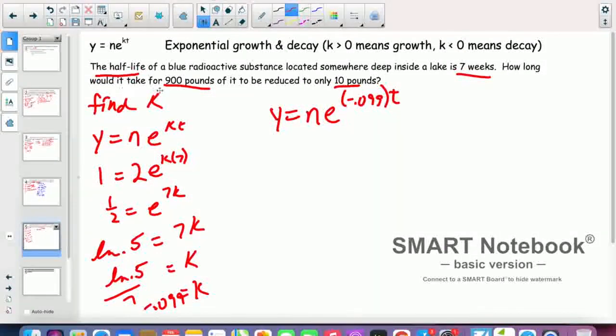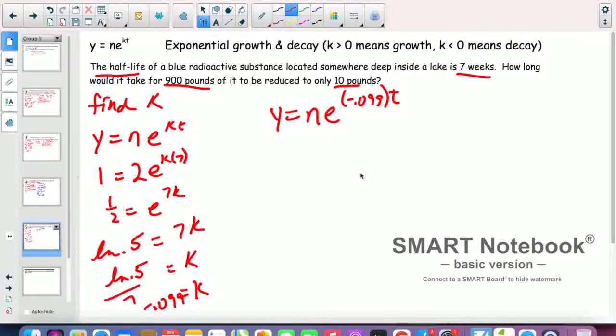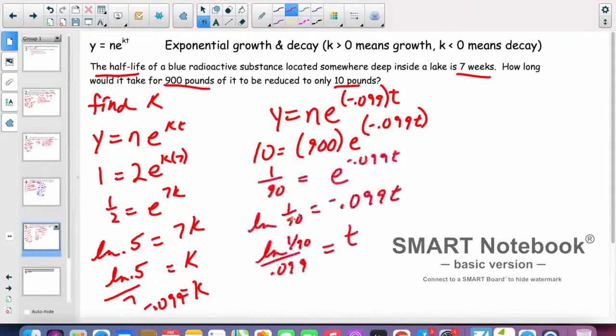How long would it take for 900 pounds of it to be reduced to only 10 pounds? Go ahead and see if you can plug in and get that answer. So this one's a little bit different. If we plug in, they're asking us how long it takes 900 pounds to be reduced to 10 pounds. They want to know how long it takes for y to get to 10, so they're asking us to find the time. So if I do this, 10 divided by 900 is 1 over 90. So natural log of 1 over 90 equals negative 0.099t.